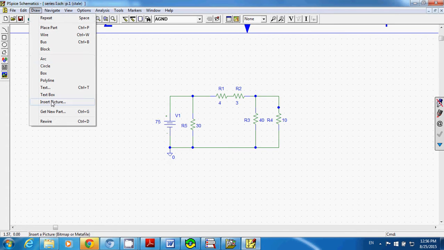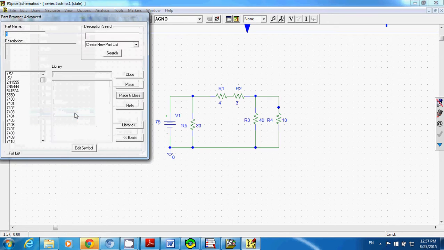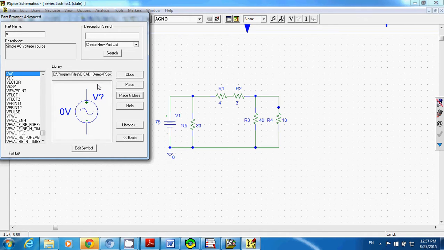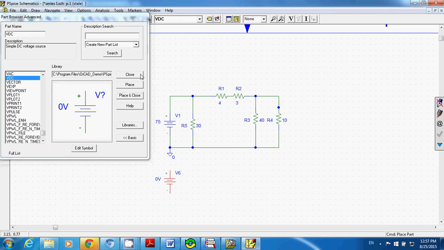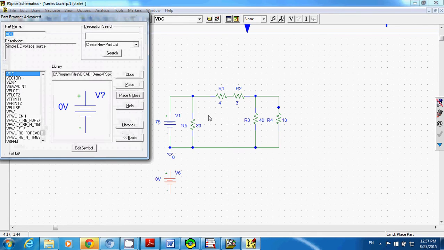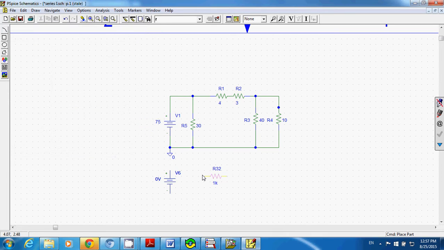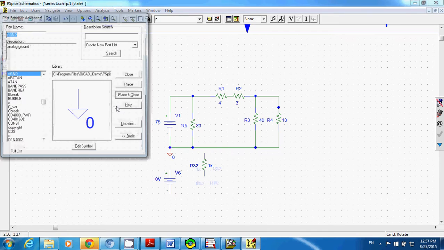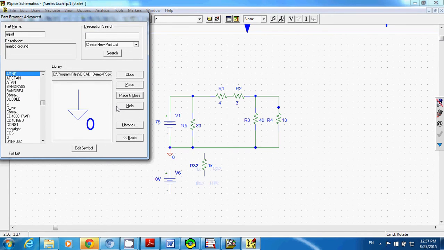You simply go to the Draw menu, and then go to Get New Part, or you can just hit Control G, and you're looking for the DC source voltage. You simply type VDC, and then you place it on your schematic. Control G, you type R to get a resistor, and you can rotate the resistor by just Control R. And then you cannot have a circuit without ground, and this one is the AGND that represents ground.